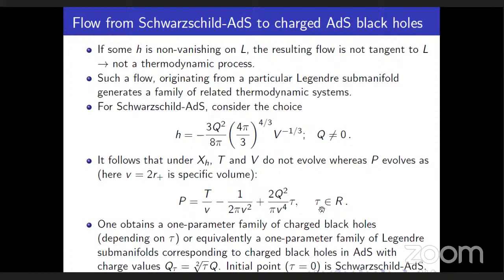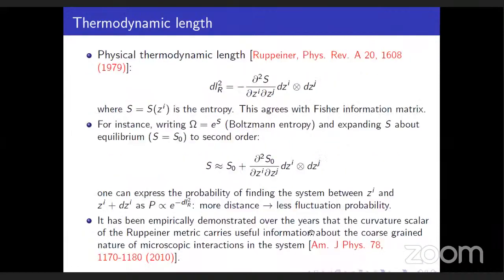Tau is like an affine parameter. You may not think of that as time, it's some parameter which parameterizes the Hamiltonian flow. So when tau is 0, you're on the initial point, you're on an equilibrium state of a Schwarzschild black hole. Now, as you increase your tau, you happen to get equations of state of charged black holes with charge values q squared tau. So you can generate an infinite number of charged black holes via a Hamiltonian transformation. So this is one different aspect.